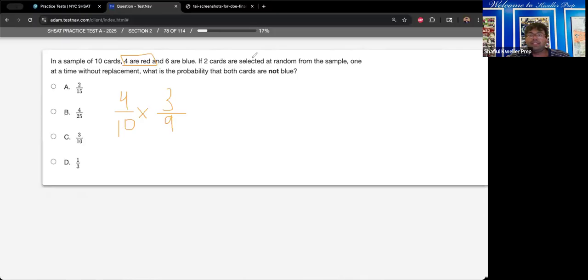What does it say? Without replacement. So we don't put the red card back in. So there's 3 red cards left out of 9 total cards. And then you evaluate this. 3 out of 9 is 1/3. This should just be 4 over... Wait, did I do this wrong? No, I didn't. Okay, 4 over 30, which is 2/15. So the answer should just be A.